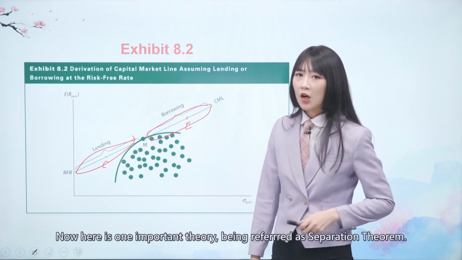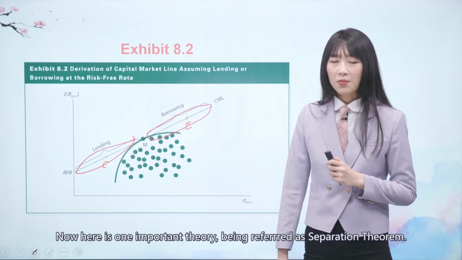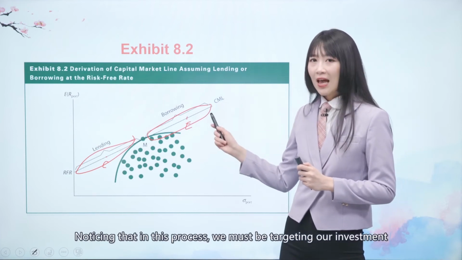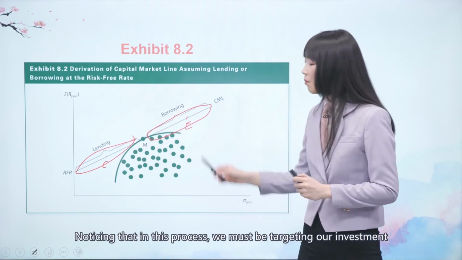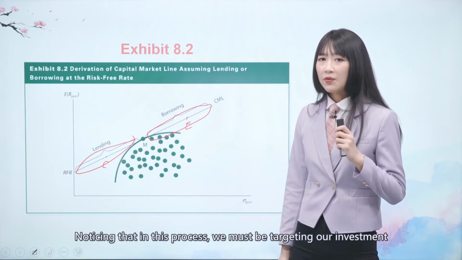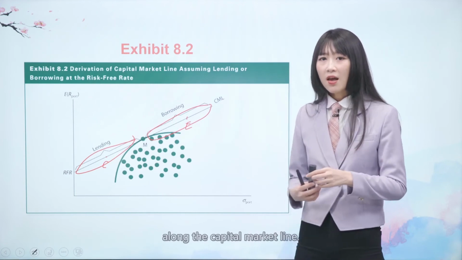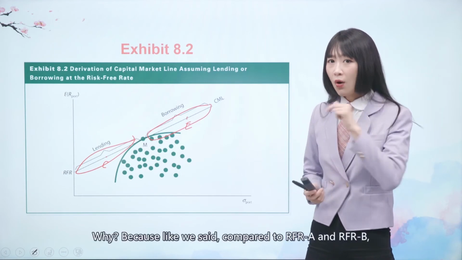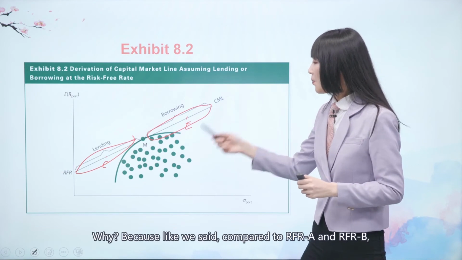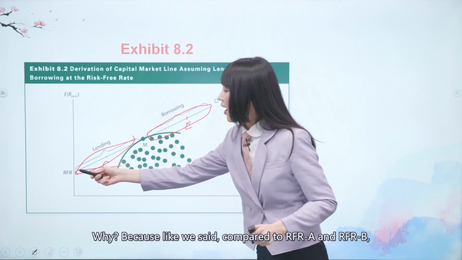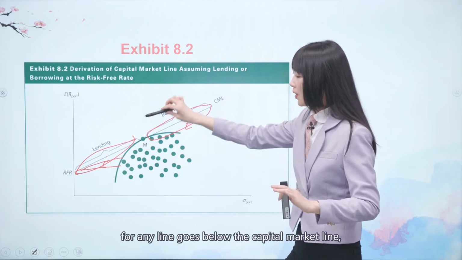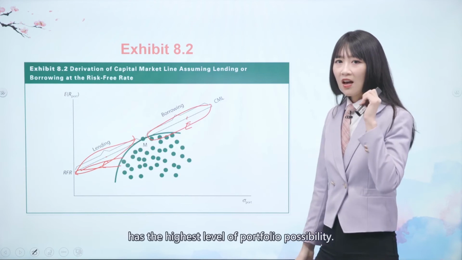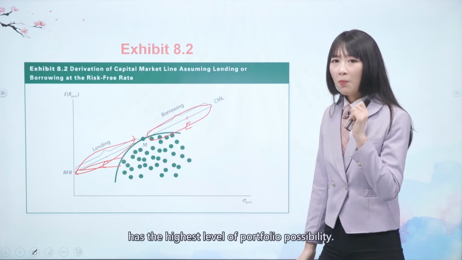Now, here is one important theory referred to as the separation theorem. Notice that in this process, we must be targeting our investment along the capital market line if our investors are market efficient investors. Why? Because, like we said, compared to IFRA and IFRB, for any lines that go below the capital market line, the capital market line at the tangency point has the highest level of portfolio possibility.